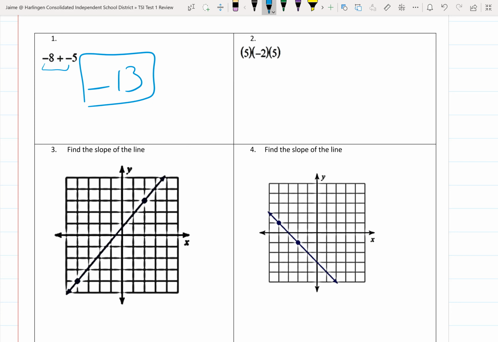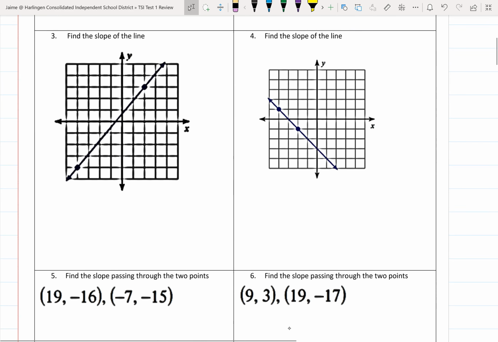Number 2 here, we're just multiplying. So that means number 1 on your test, you're going to get something along the lines of adding, subtracting, positive, negatives. Number 2 will be something along the lines of either multiplying or dividing positive and negatives. 5 times -2 is -10. Bringing down the 5, -10 times 5 gives us a -50. And don't forget, just know the rules for adding, subtracting, multiplying, and dividing positive and negatives.